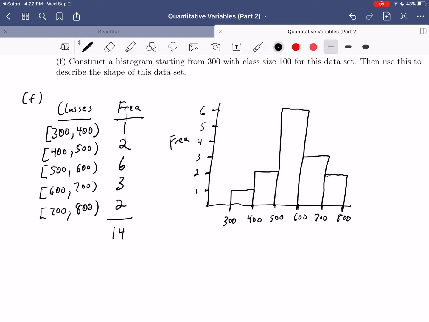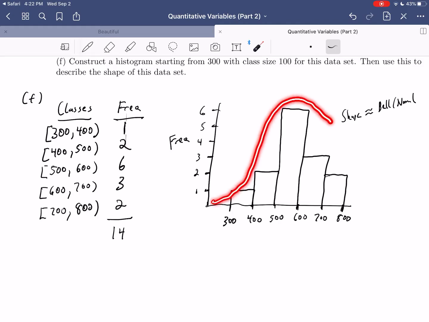Okay, it's a little funky looking, but we've got to try to give our best description for it. Now, the best description here would be that the shape is approximately bell or normal. No other shape would sort of make sense. If we imagine a bell shape over it, right? Lots of people in the middle and then fewer people on both ends, both lower and higher than that.